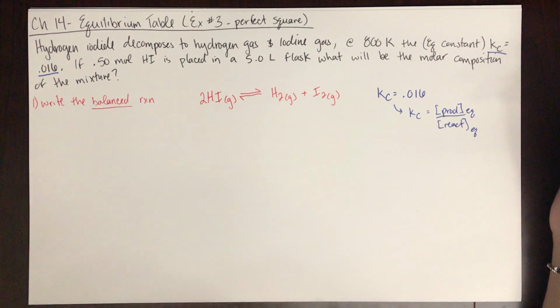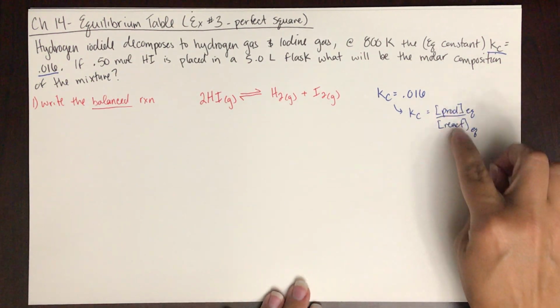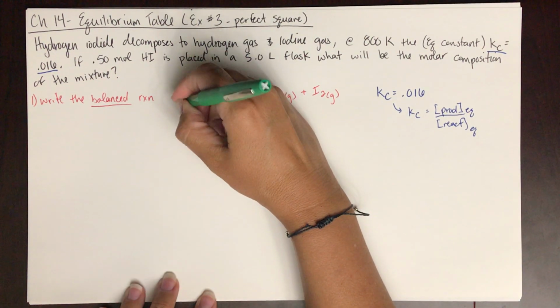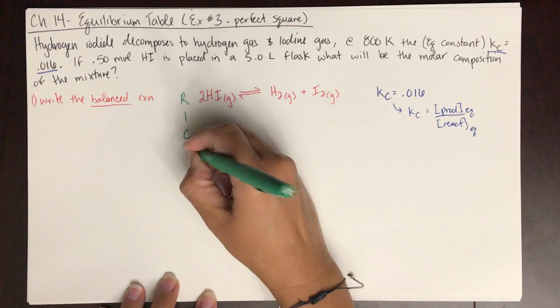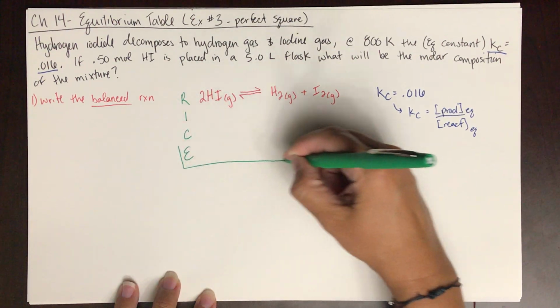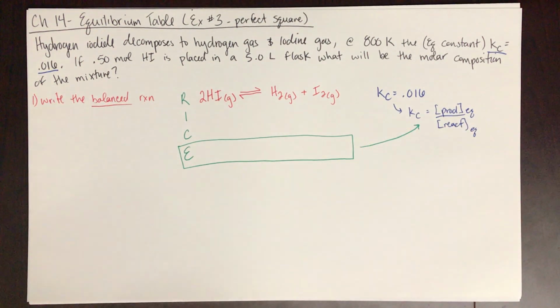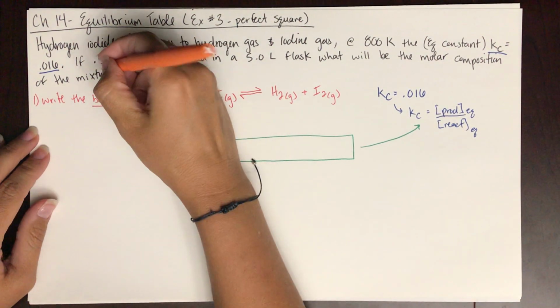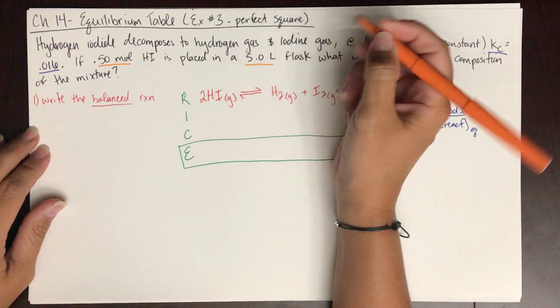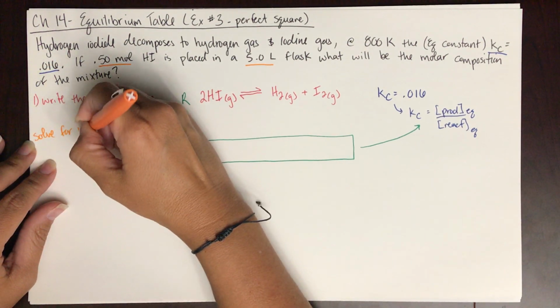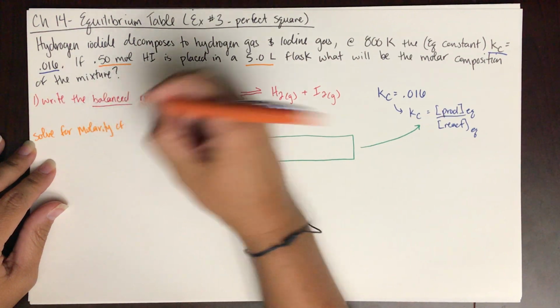So let's write our equilibrium table and see how we can solve for these concentrations when we're given the actual value of the Kc. So I'm just going to do R, here's my reaction, I is initial, C is change, E is equilibrium. This row right here that we are going to fill in, the equilibrium row, that's what we're going to use for the Kc. So we need to figure out how we are going to solve for this equilibrium row. So it tells me that initially we have 0.50 moles of hydrogen iodide placed in a 5-liter flask. So we need to solve for the molarity of hydrogen iodide.